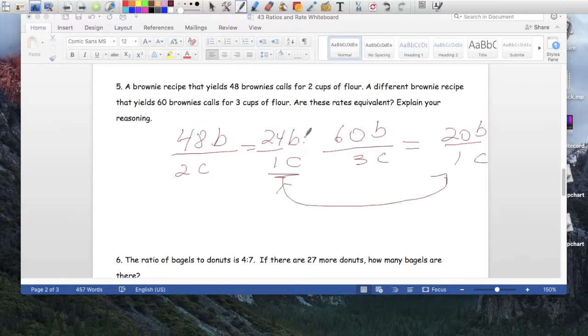The other way you could have done it is to look up here. What's the relationship? 2 cups of flour to get 48 is times 24, and 3 to go to 60 is times 20. So again, up and down is not the same. So it's not equivalent.